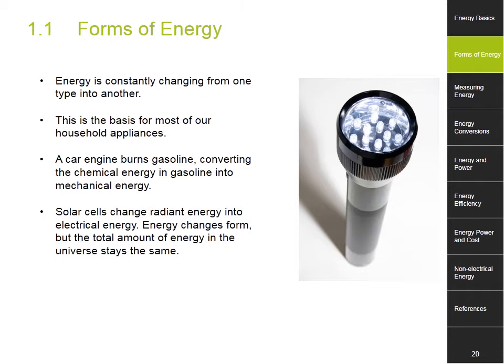A car engine burns gasoline, converting the chemical energy in gasoline into mechanical energy. Solar cells change radiant energy into electrical energy. Energy changes form, but the total amount of energy in the universe stays the same. This is known as the law of conservation of energy.